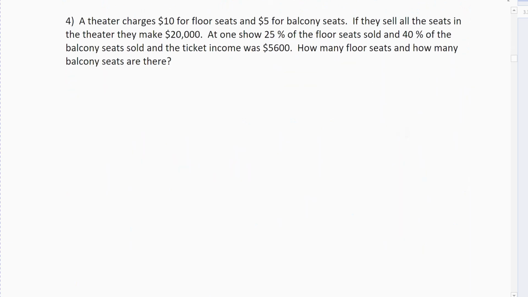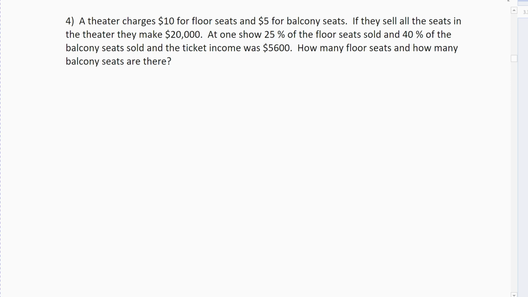Okay, so we have a theater. They charge $10 for floor seats, $5 for balcony seats. If they sell all of the seats, they make $20,000. All the floor seats, all the balcony seats sell. So sell out, they get $20,000 for their ticket sales. At one show, 25% of the floor seats sold, 40% of the balcony seats sold, and the ticket income was $5,600. A significant amount weren't sold. And how many floor seats and how many balcony seats are there?